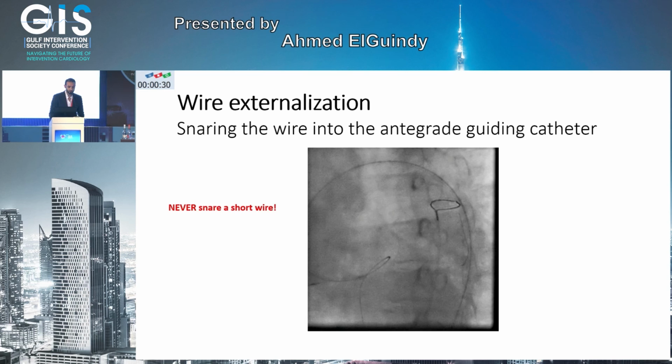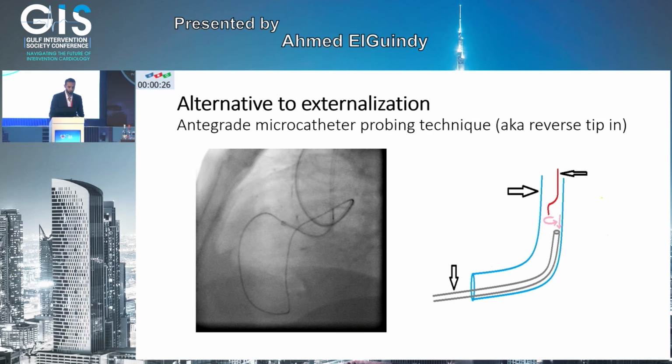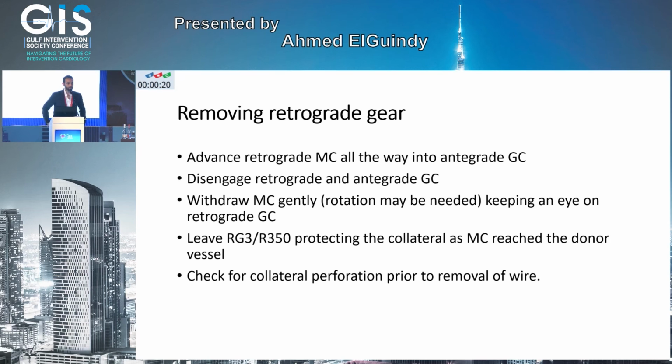So the last slide is when to remove the retrograde gear. So this is important because you've done a long procedure, it's successful, and you're left with one thing that can actually lead to problems. So once you've finished the procedure and you want to remove your wire, if you remove your wire straight away, you will cut through the vessel that you're working at. So you want to re-advance your microcatheter until it reaches the antegrade guide catheter.